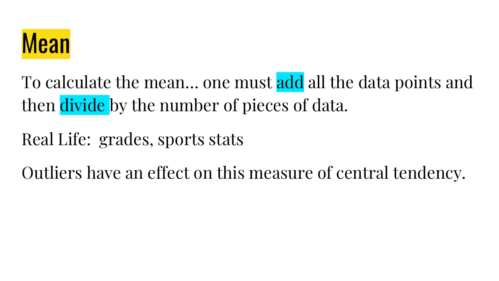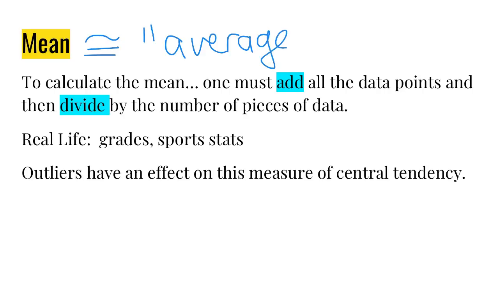First, let's talk about calculating the mean. Usually the mean is what people mean when they're talking about an average. To calculate this, you have to add all the data points and then divide by the number of pieces of data. So in real life, these are things like how your grade gets calculated or sports statistics get calculated.